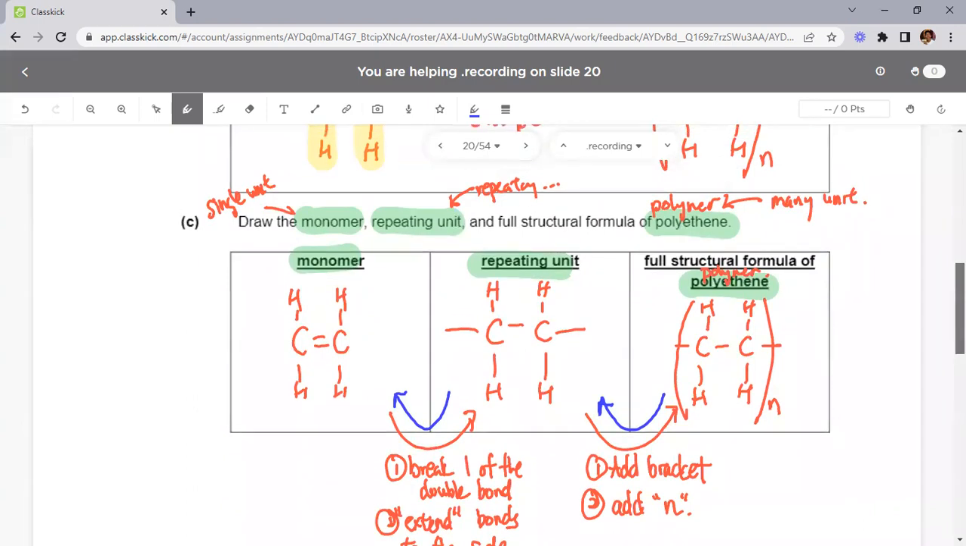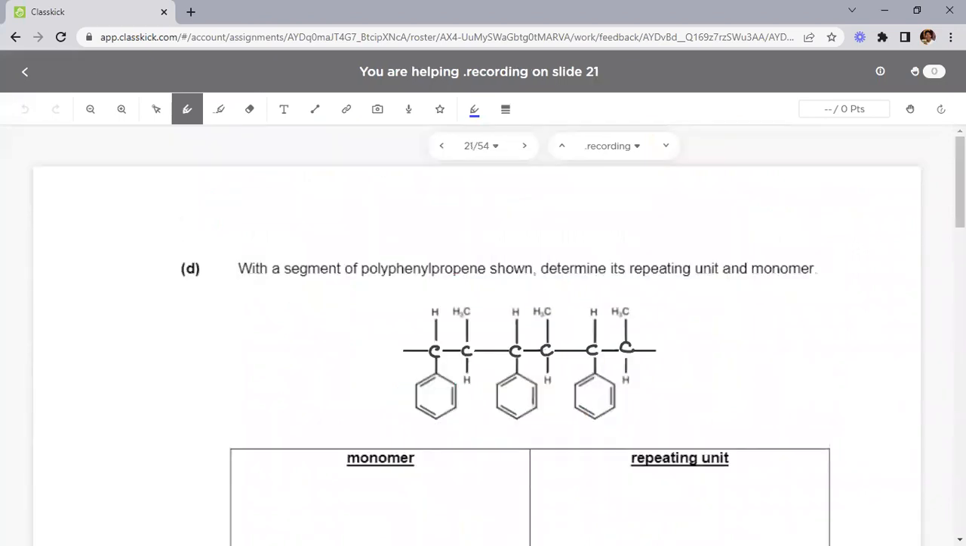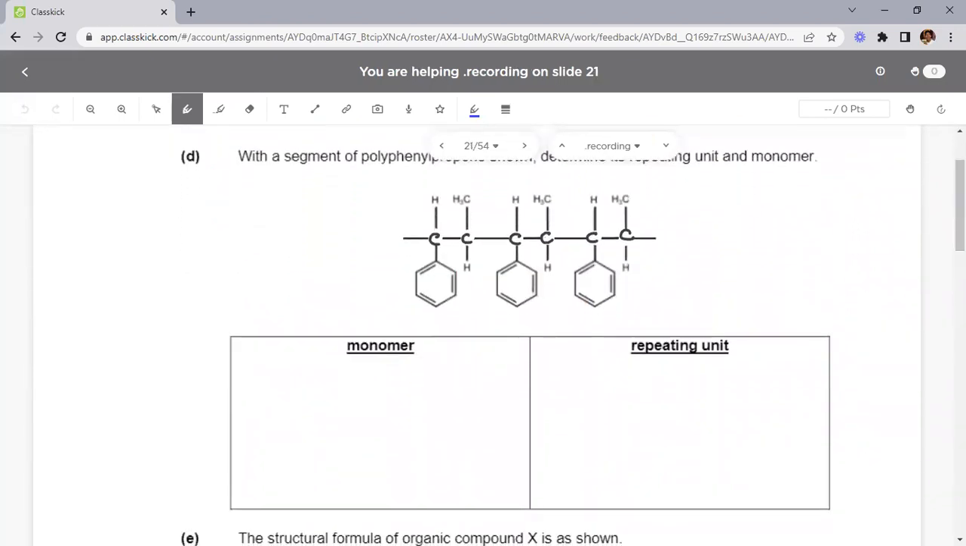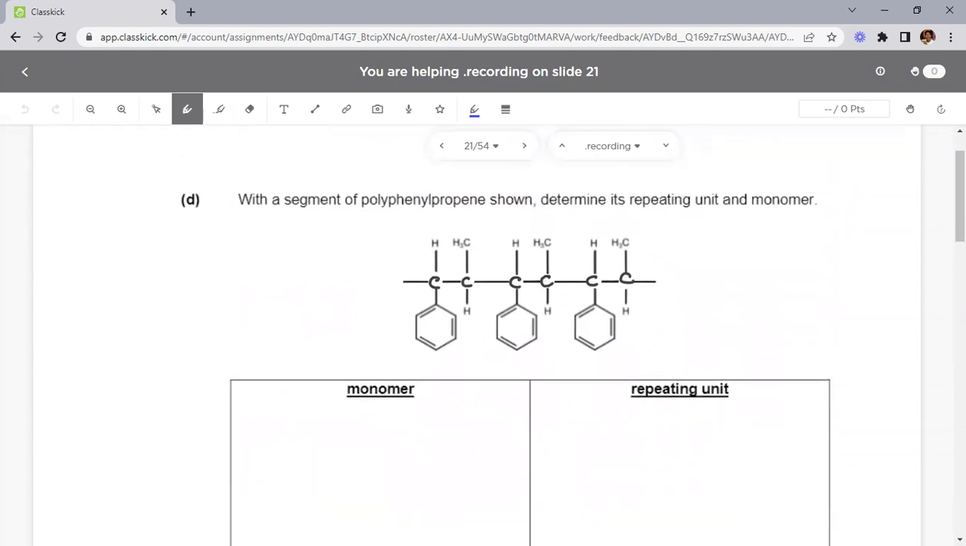So we're going to do a little bit of practice. Let's go to the next slide. Now, I want you to look at this. This is a segment of the polymer polypropene. Don't need to worry what this means. This is a segment of the polymer. That's why there's no end, because just imagine it's like a long chain that extends towards this side and this side. But I cut it such that you only see one segment of it. So this is the polymer.